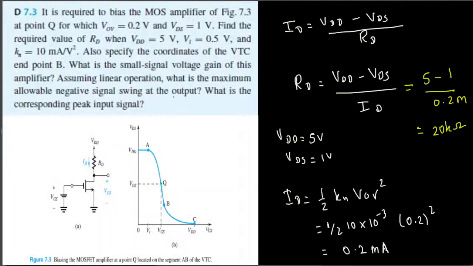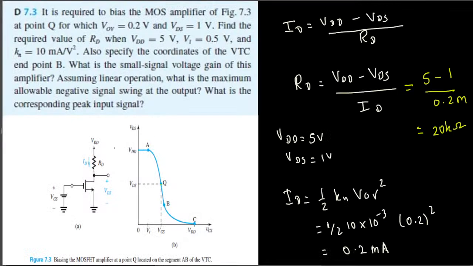This point is changing from saturation to triode region. If you watch my previous videos, I used the exact same graph, but it actually mentions each point and what is happening in that region. So this B point is basically changing from saturation to triode region. So at that point we can use particular equations.